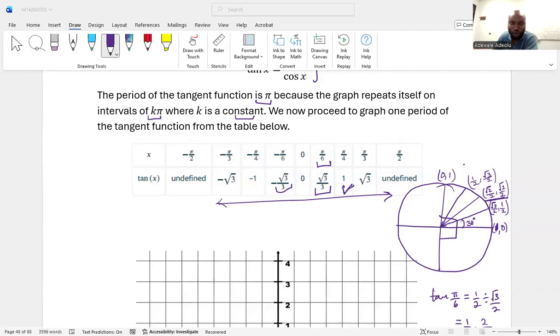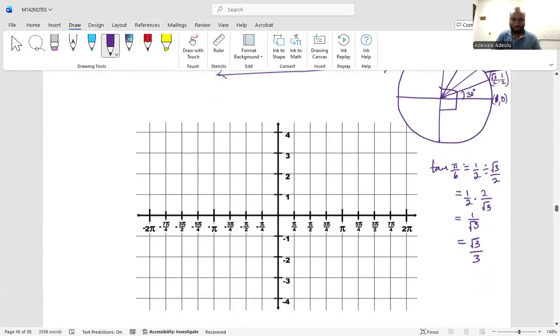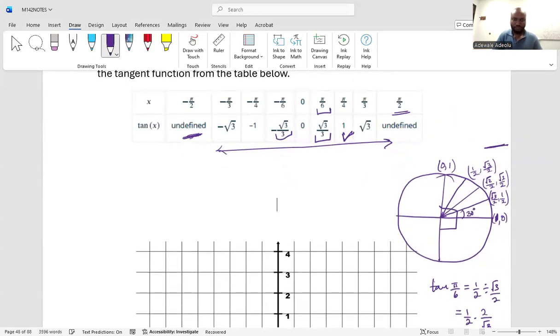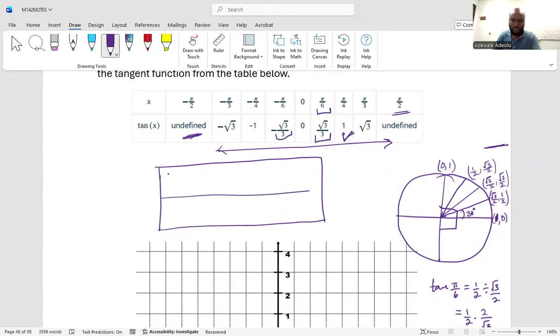Now, what we need to do now is to see the behavior of the function, tangent of angles, as our angle approaches negative pi over 2 or pi over 2. Let us see the behavior of tangents. So to do that, let me create a table here to show you something. I will just say x and call this tangent of x.